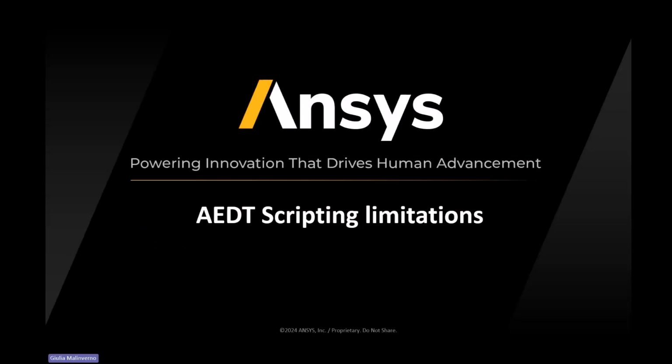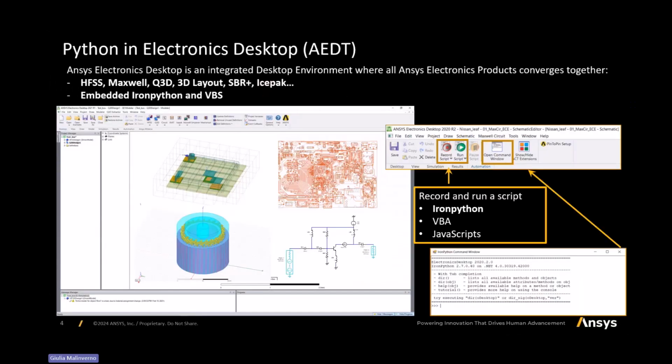So we will start with AEDT scripting limitations. As most of you already know, scripting is already available in AEDT, but it comes with a lot of limitations, and this is the main reason that brought us to create a new set of technologies to Pythonically interact with Ansys Electronic Desktop. Ansys Electronic Desktop is an integrated desktop environment where Ansys Electronics products can come together, so the user can access all the physics such as HFSS, Maxwell, Q2D, Q3D, ISPAC, and so on.